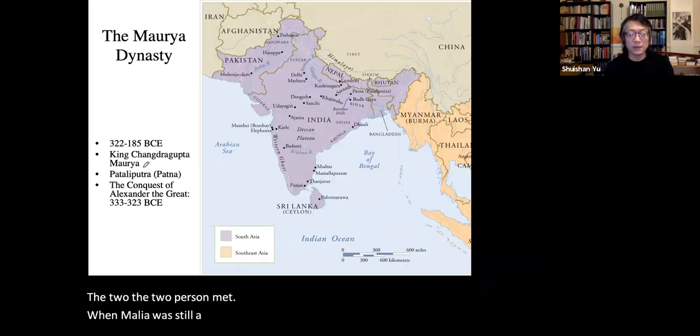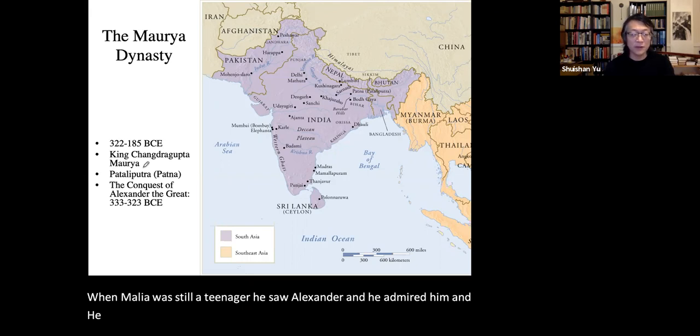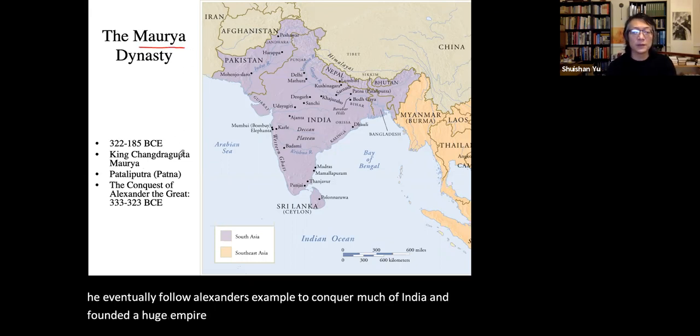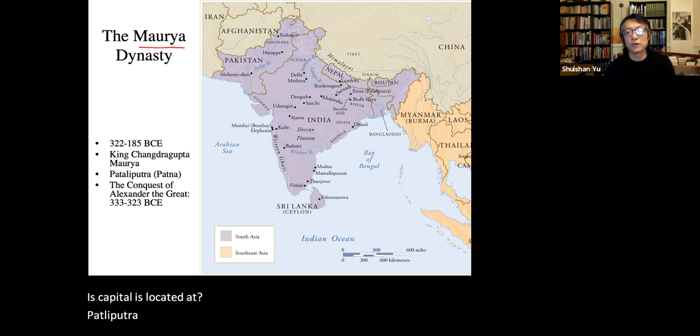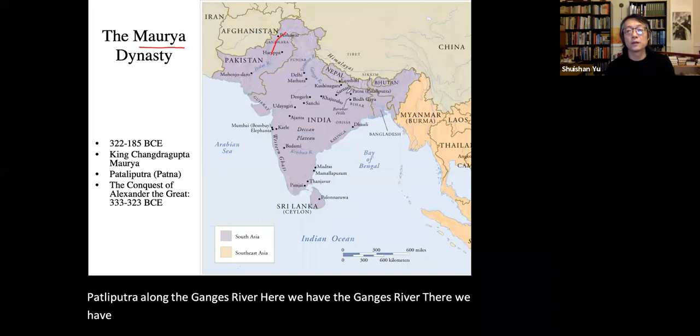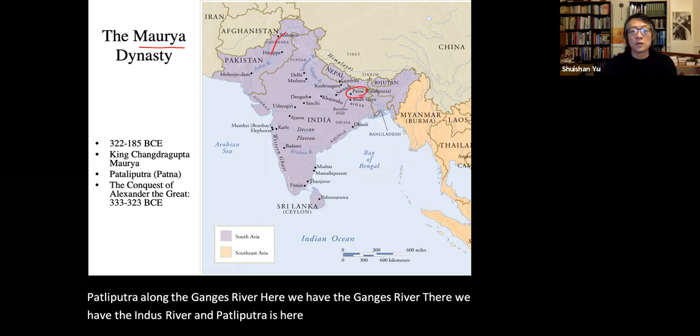He saw Alexander and he admired him, and he eventually followed Alexander's example to conquer much of India and founded a huge empire known as the Maurya dynasty. Its capital is located at Pataliputra along the Ganges River. Here we have the Ganges River, there we have the Indus River, and Pataliputra, which is here, also known as Patna.